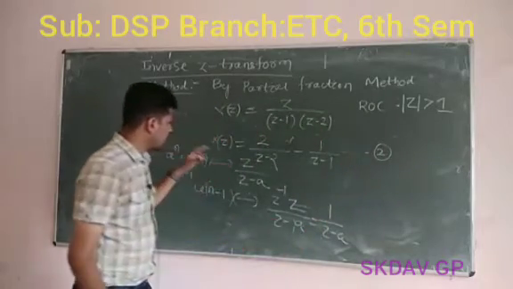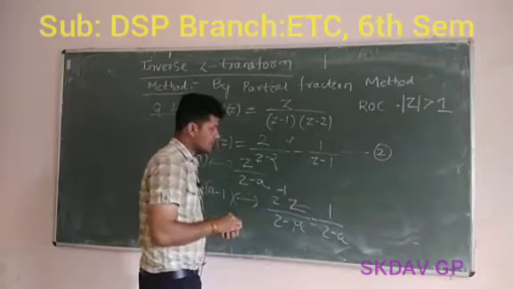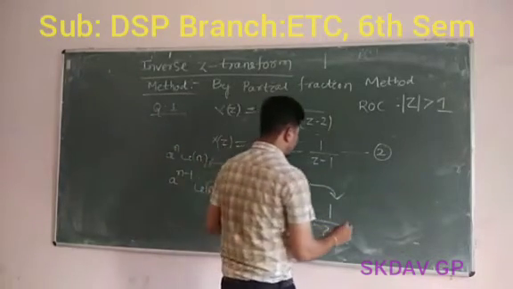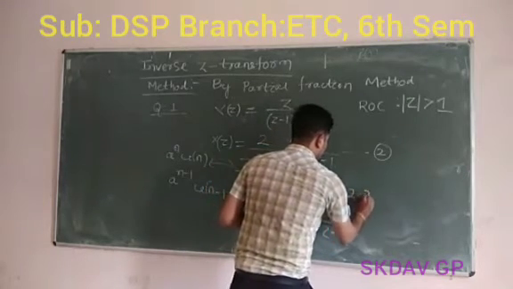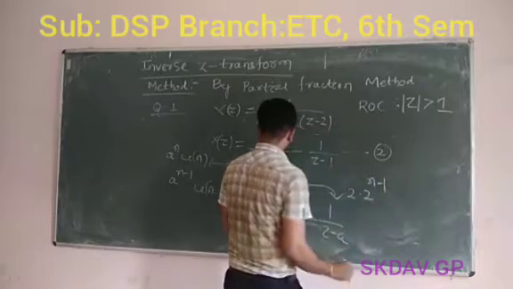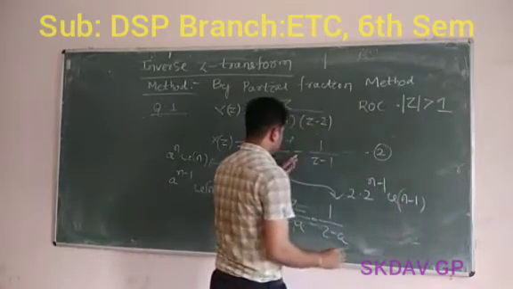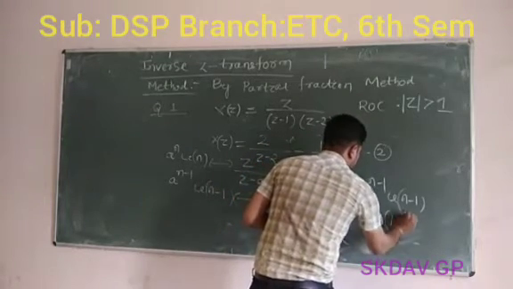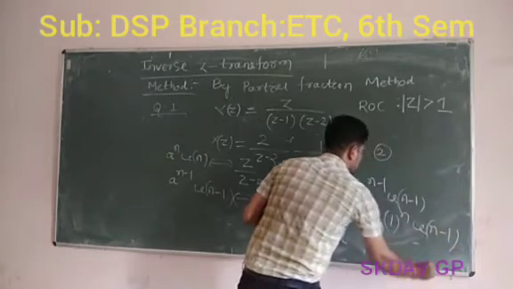and in a similar way we can calculate for this. Hence for this, the Z transform is 2 by (z minus 2), so it will be 2 into 2 to the power (n minus 1) u of (n minus 1), minus 1 to the power (n minus 1), which is nothing but 1 u of (n minus 1).